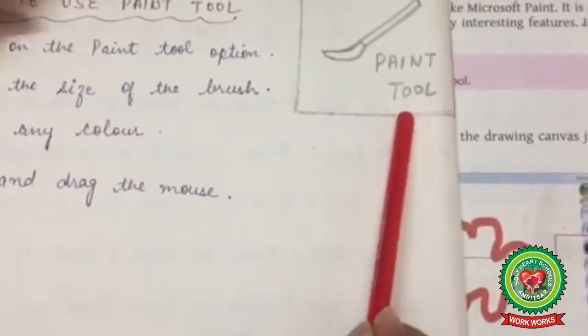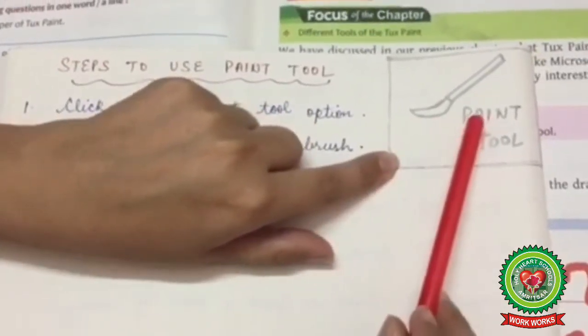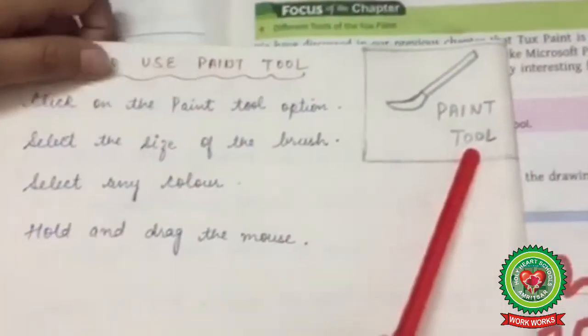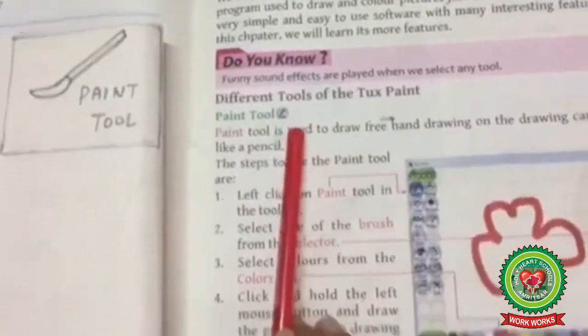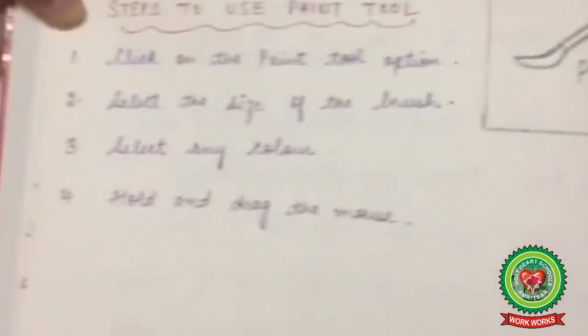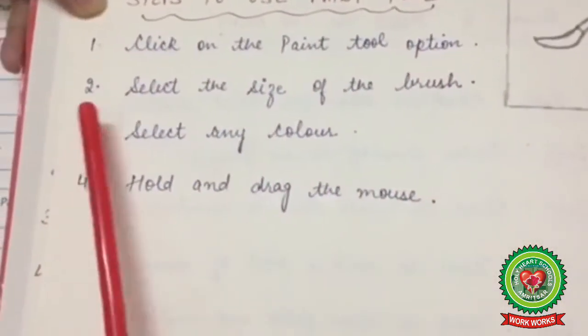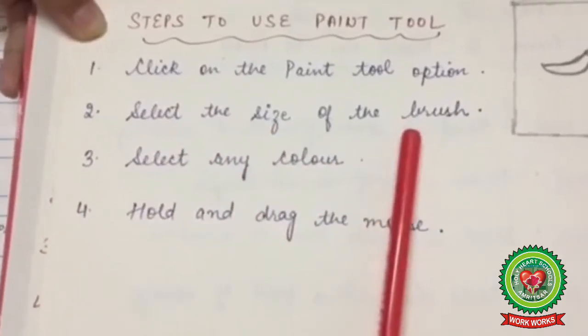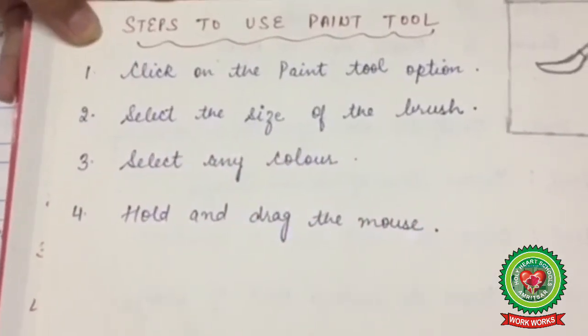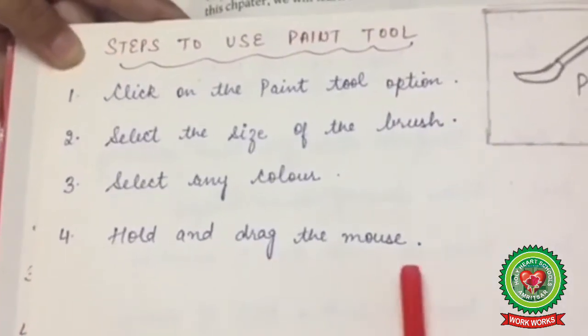Look at the identification of Paint tool. Look here, a paintbrush icon is there that you call the Paint tool. Mark this ID in your book also. Now, the steps to use Paint tool are: number 1, click on the Paint tool option. Number 2, select the size of the brush. Number 3, select any color. Number 4, hold and drag the mouse.